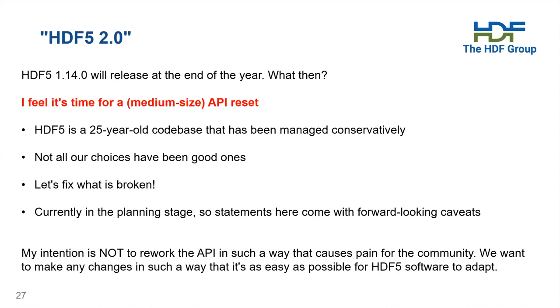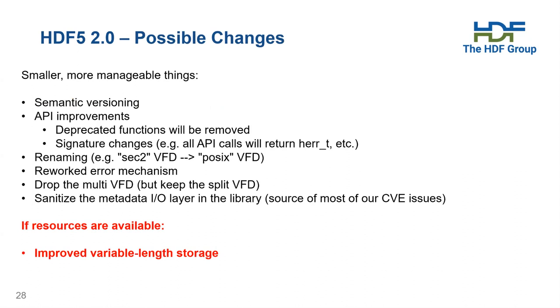Currently, this is just in the planning stages, so we're just getting started with this. Everything that you see in these next couple of slides is, of course, very forward-looking. We have no idea what we're actually going to have the ability to do and what the community really wants to do going forward. And my intention is not to rework the API in a way that makes it difficult to move applications to whatever we decide is going to be the new API. We just want to fix some of the stuff that causes those problems. And so I have a list.